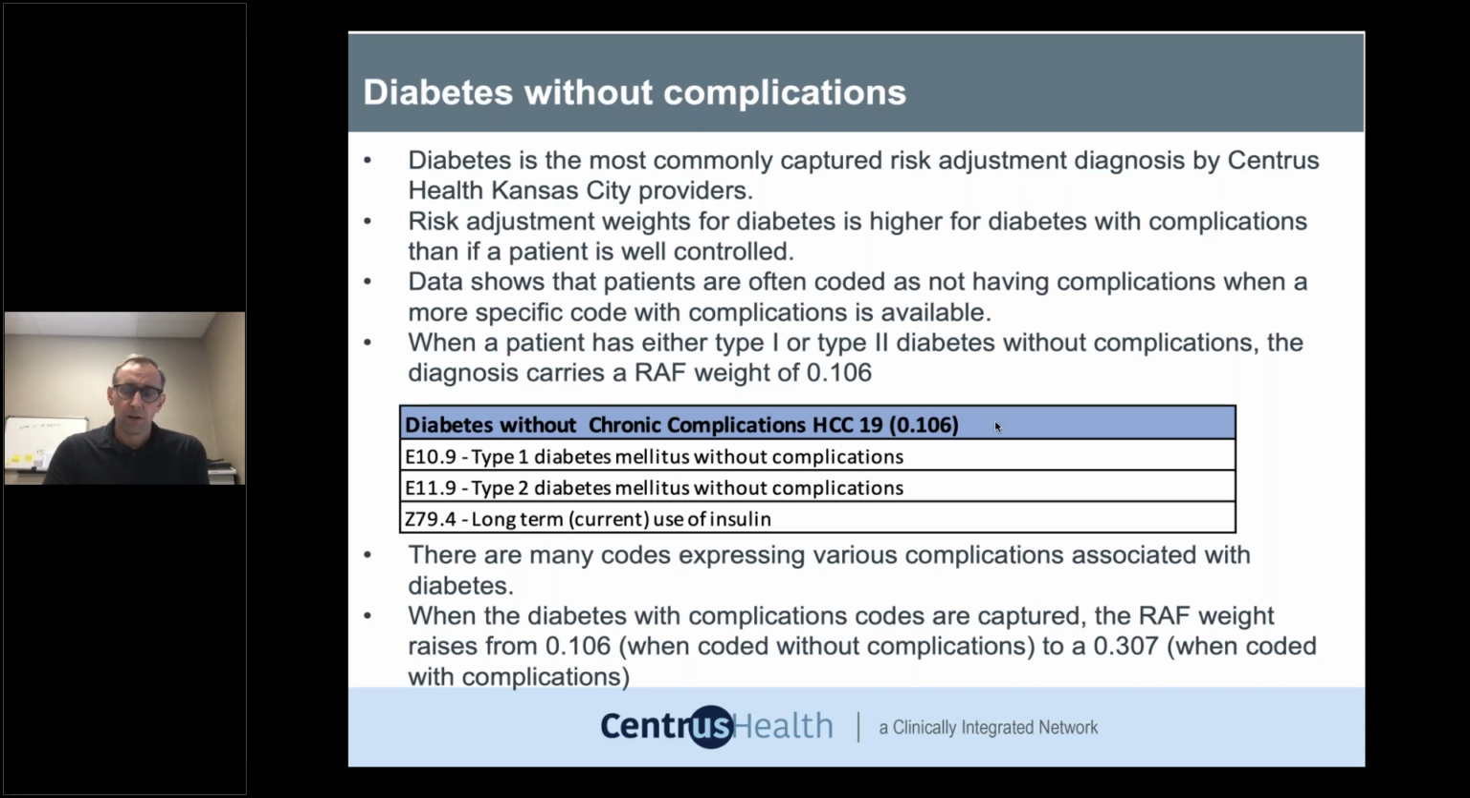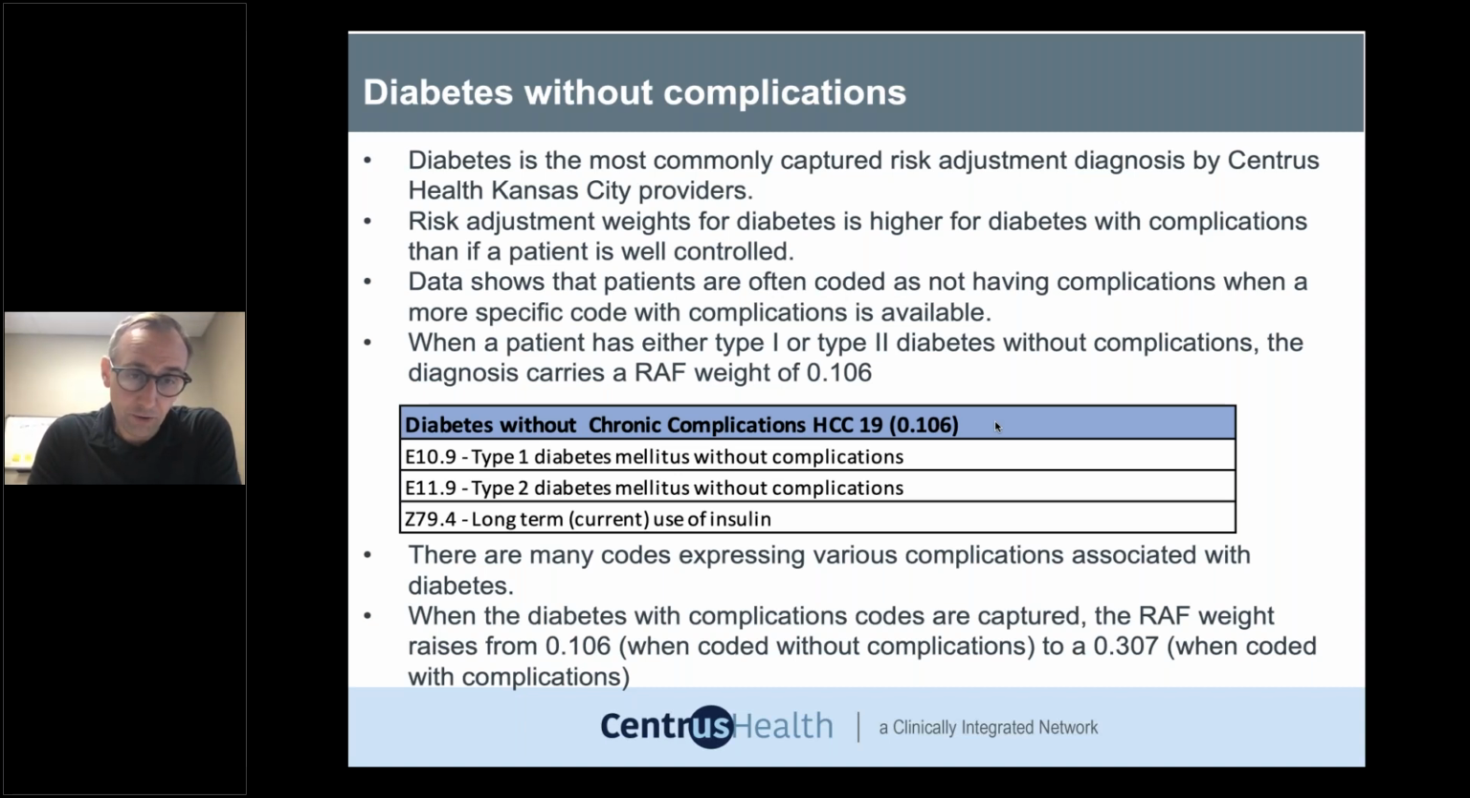So a lot of this information was gleaned from going through that data, understanding comparisons of what we know about the population, and then meeting with several primary care providers and specialists within your systems to have them look at the data, have them help us determine what maybe doesn't look right and what some opportunities are. And that's where this came from. So this first slide is going to have to do with diabetes. Actually, the next two slides are going to discuss diabetes. Diabetes is first because it's the most commonly captured risk adjustment diagnosis among primary care providers within Centris.